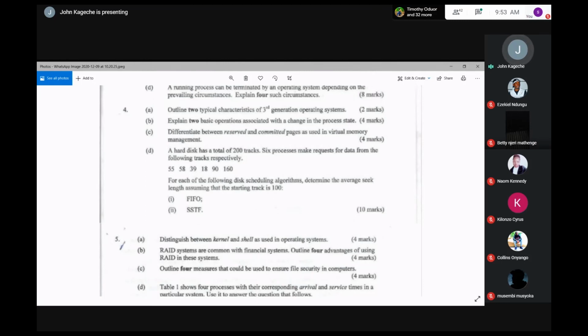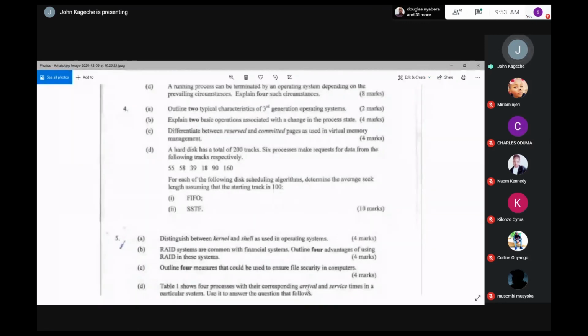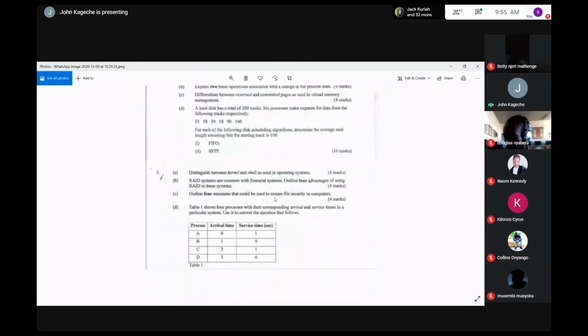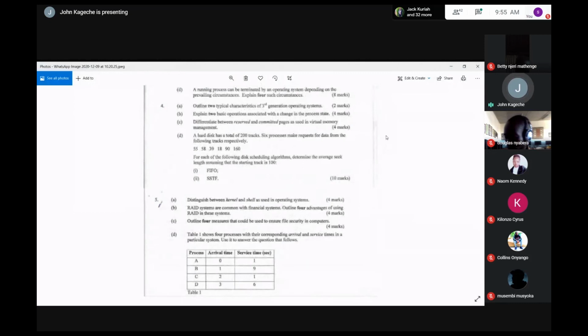The table here, we are told table 1 shows the processes with their corresponding arrival and service time in a particular system. Use it to answer the question that follows. Yeah, let me see whether we can go back to that other question. So this is the question. So you're told to do what? The table below shows processes with their corresponding arrival time in a particular system. Use it to answer the question that follows.